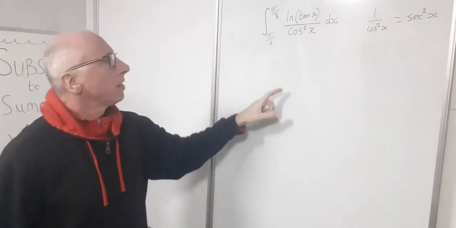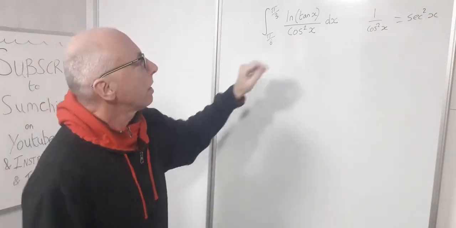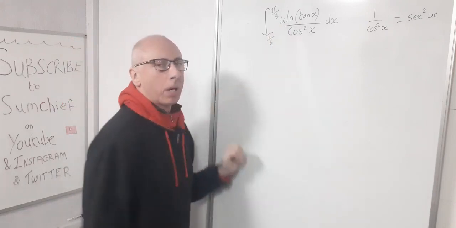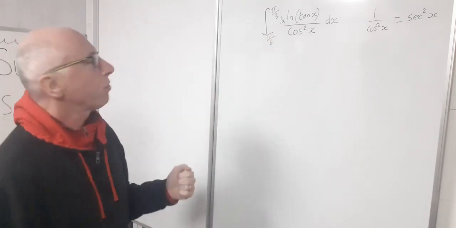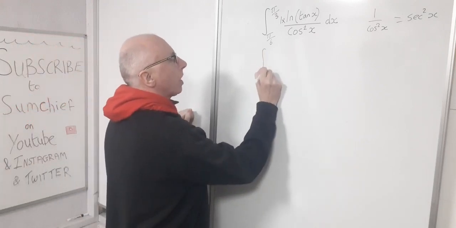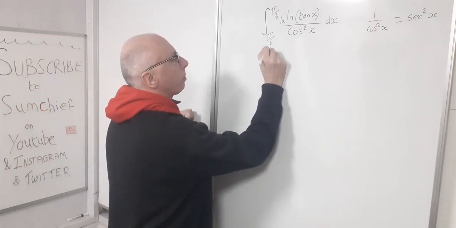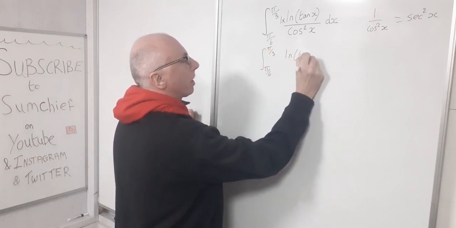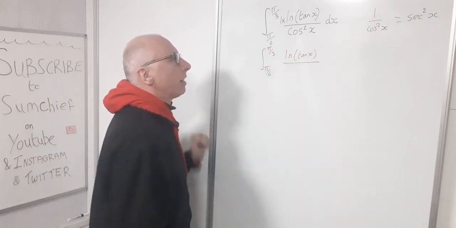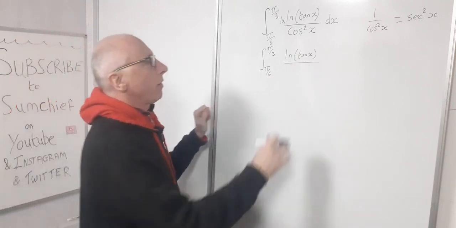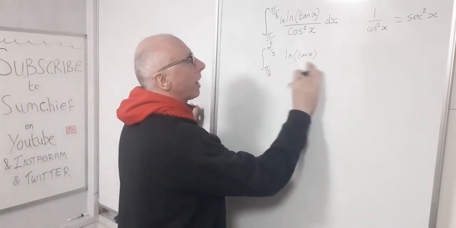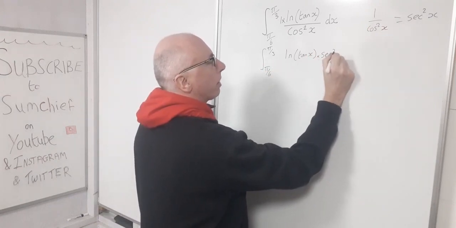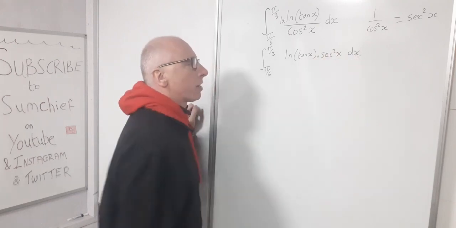So that's a trig identity we can do for this, because basically this here is the same as having 1 times that divided by cosine squared of x. So let's rewrite our integral. Pi over 6 to pi over 3, and we've got the log of tangent of x, and then instead of dividing by cosine squared of x, we will write that as secant squared of x and multiply it, and then integrate with regards to x.